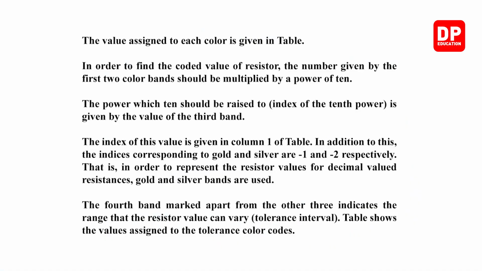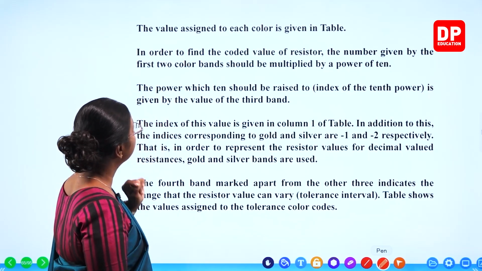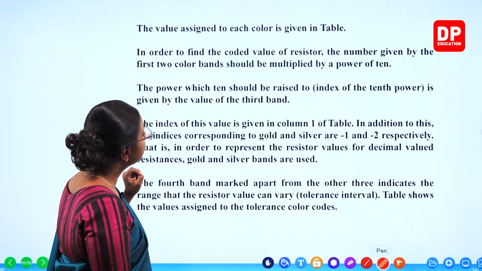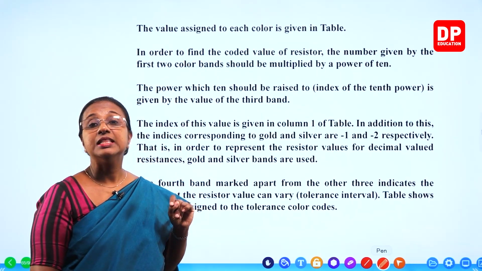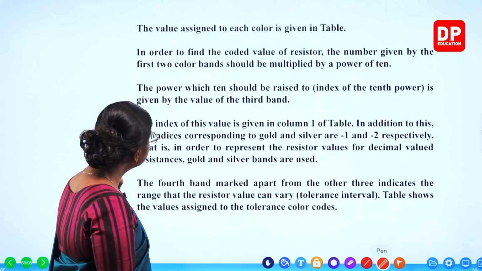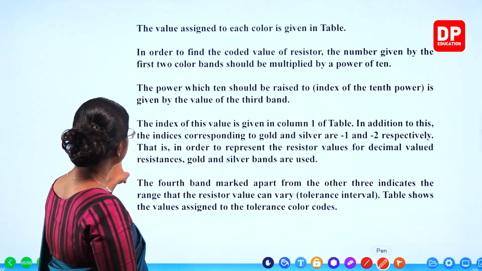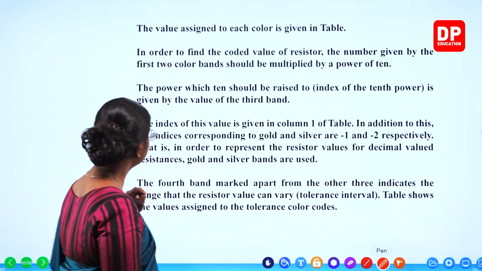Then, if I go back to the previous slide, we started the slide saying the value assigned to each color is given in the table. We looked at the tables. In order to find the coded value of a resistor, the number given by the first two color bands should be multiplied by a power of 10. The power which 10 should be raised to, the index of the 10th power, is given by the value of the third band. The index of this value is given in column 1 of the table. In addition to this, the indices corresponding to gold and silver are -1 and -2 respectively.